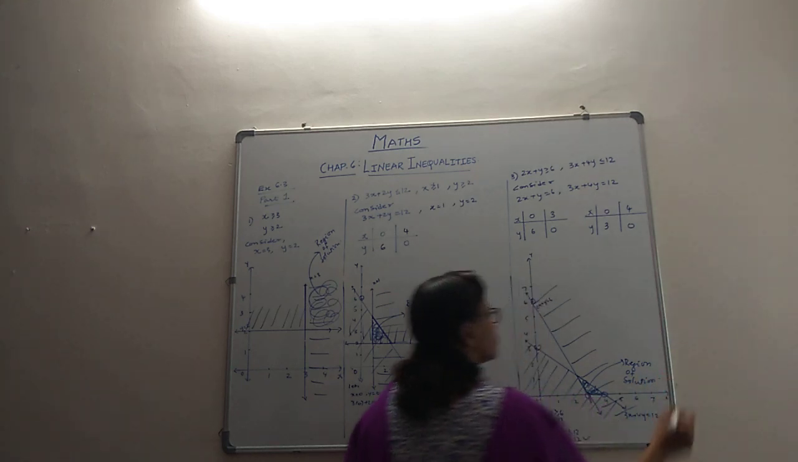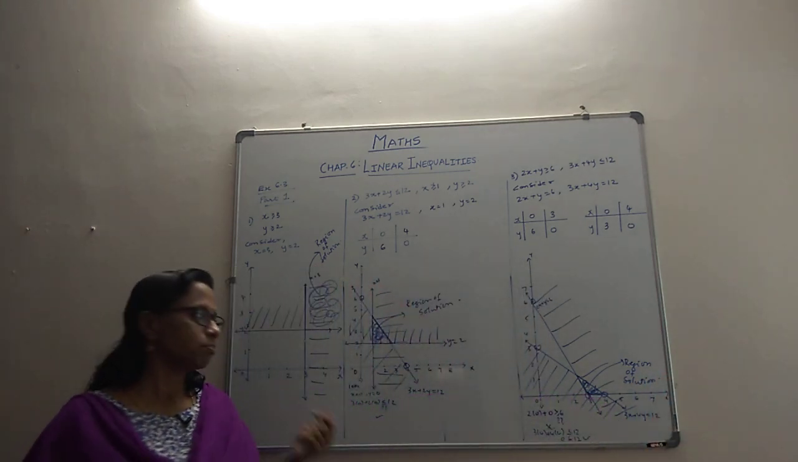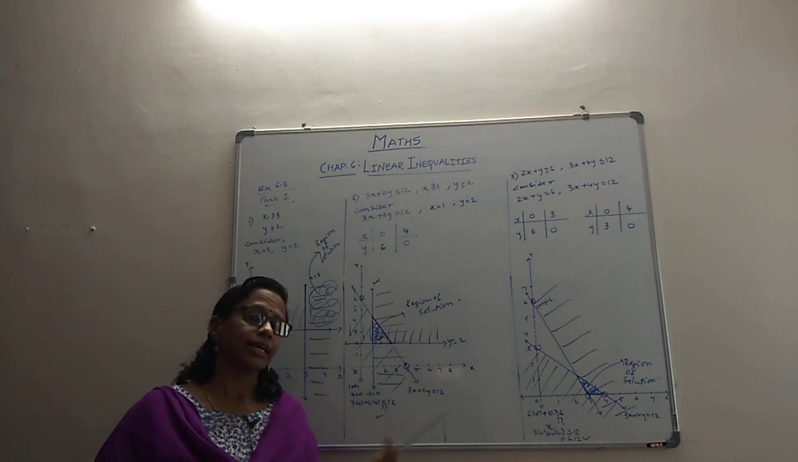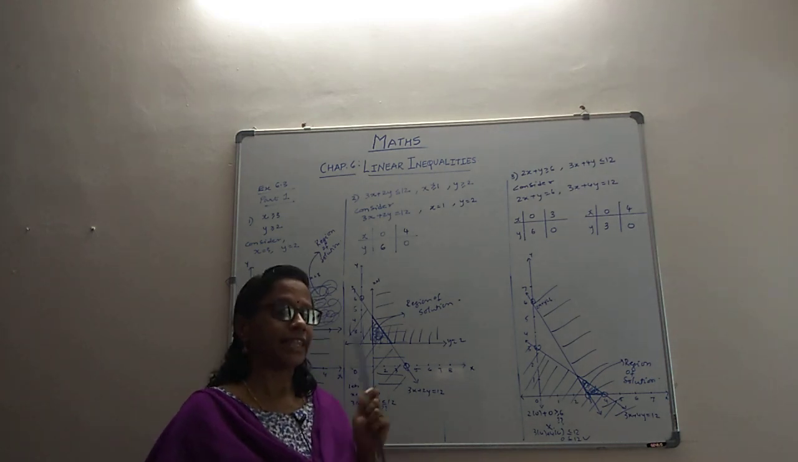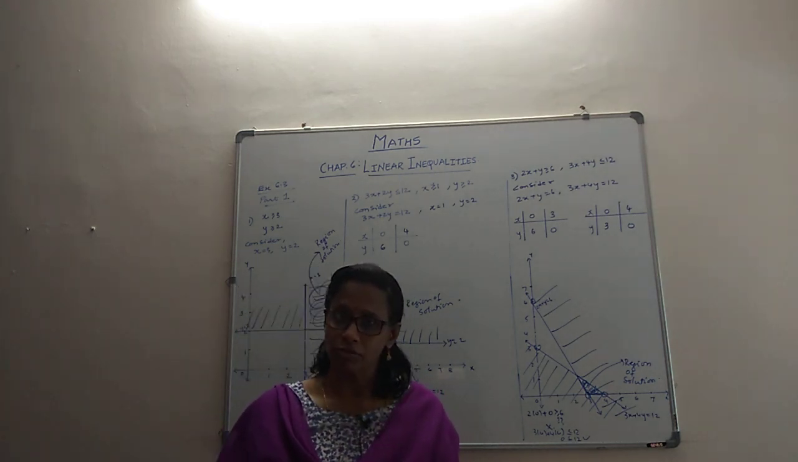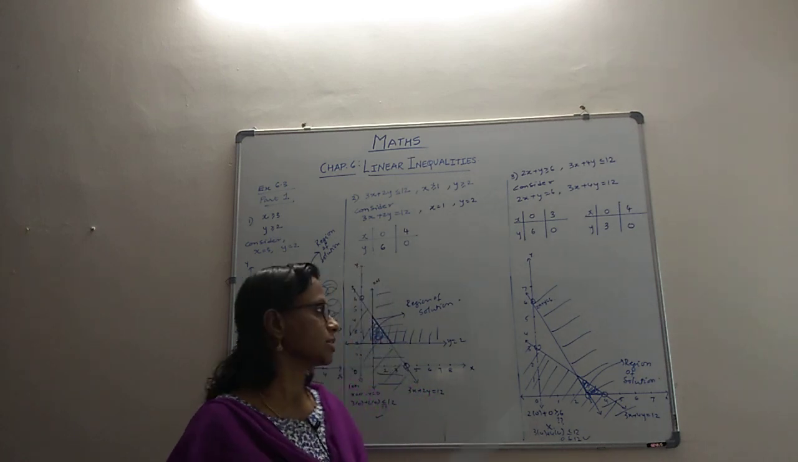So that's about it. We get the equations, get them plotted, get the region then and there, then see where there is a common region, and that common region is going to be the region of solution for the given system. So that's our problem number 3.